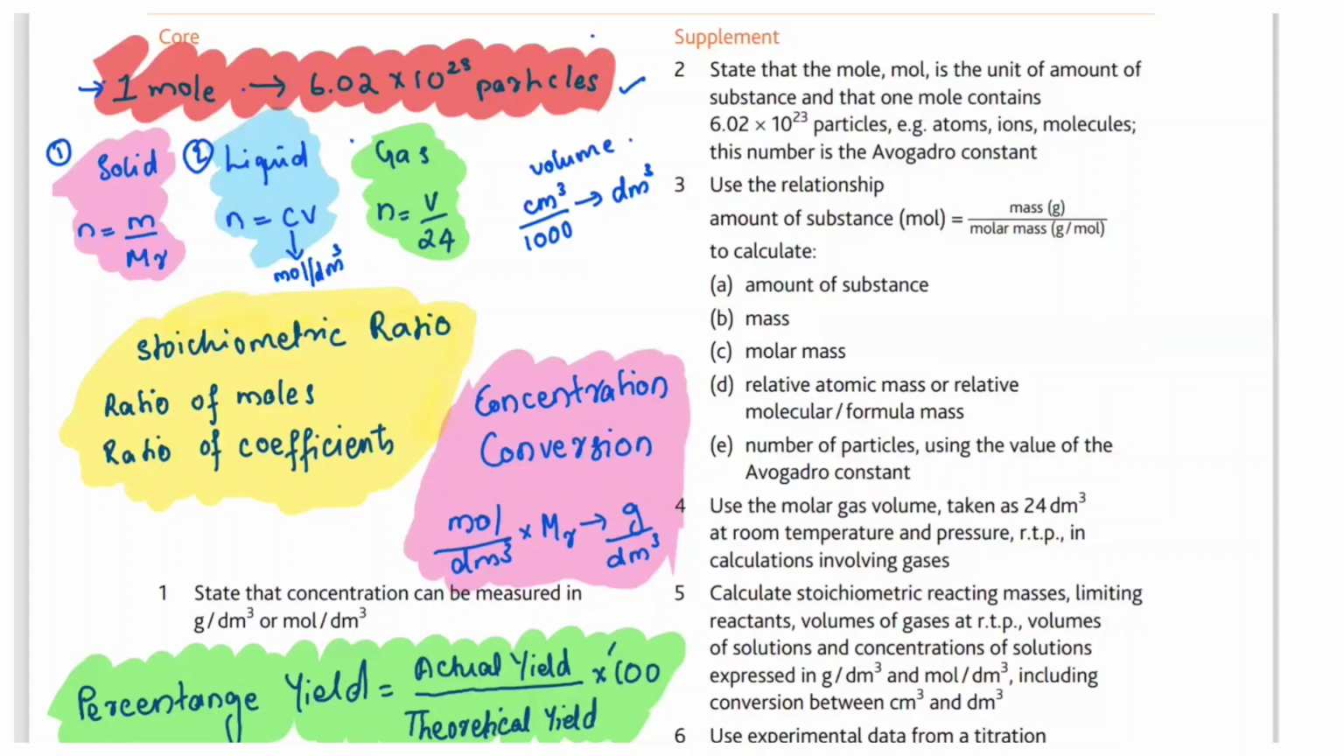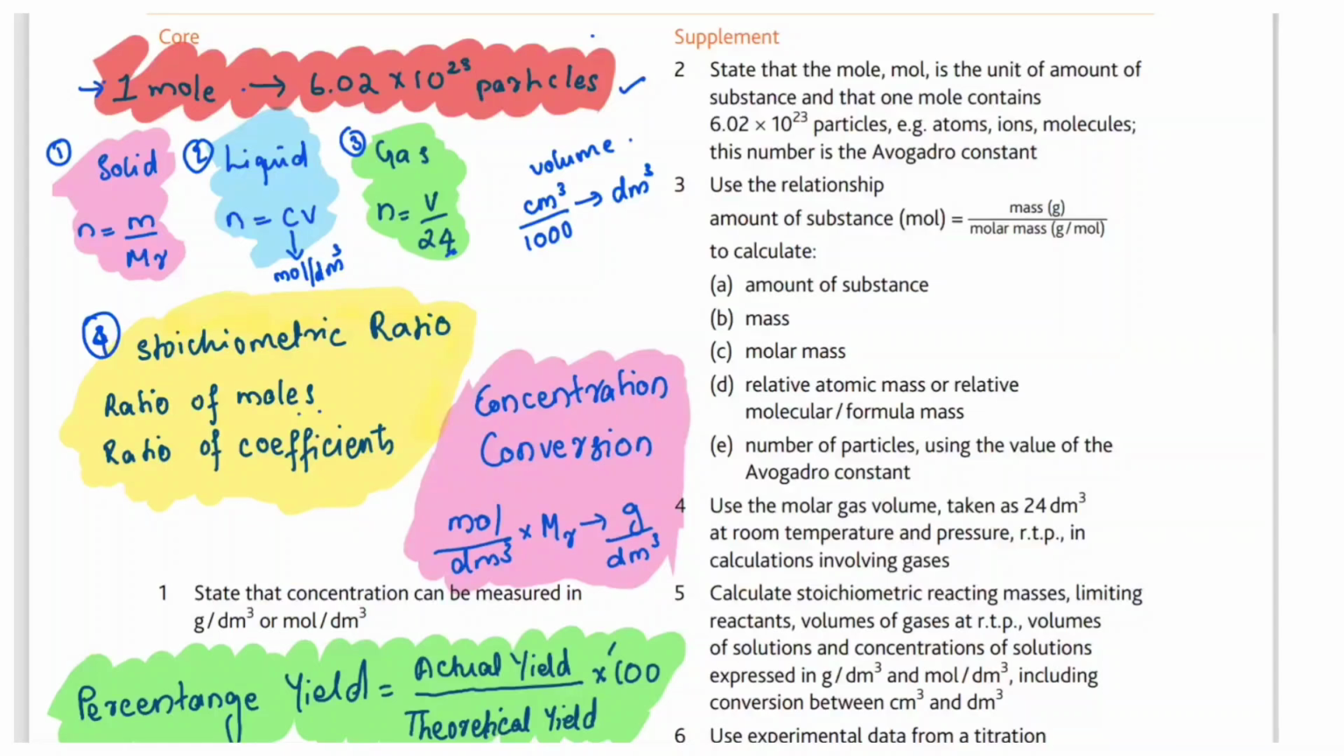And then the third method is when the substance is a gas. When it is a gas, we use the formula number of moles is equal to the given volume by 24. 24 is the standard volume of any gas at room temperature and pressure. And then there is one more method, that is the final method, wherein we will be using stoichiometric ratio. I'll explain this in detail when we are solving the questions, but understand that in the stoichiometric ratio method, we will be using the ratio of moles and ratio of coefficients to find out the number of moles.